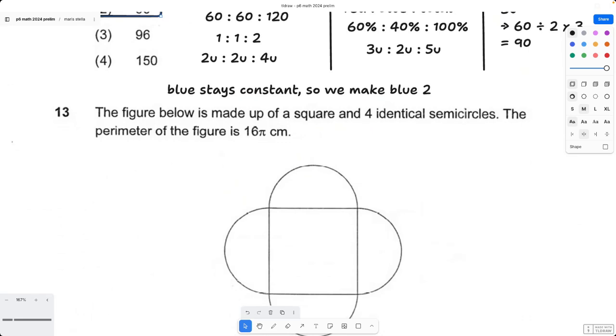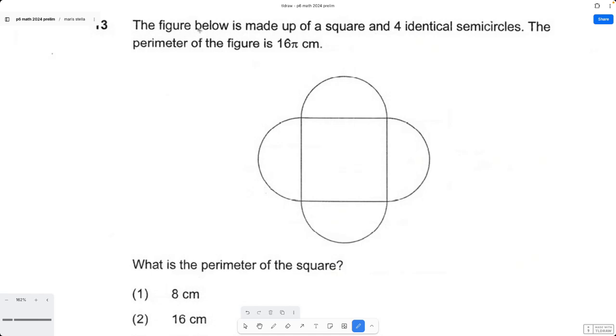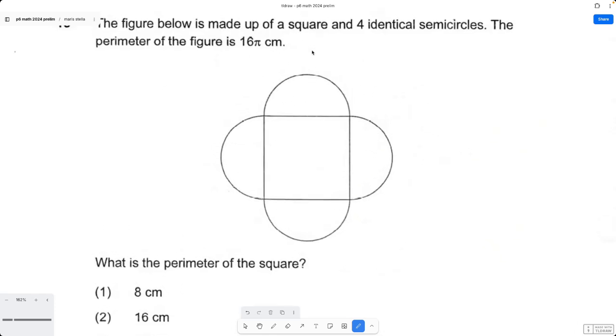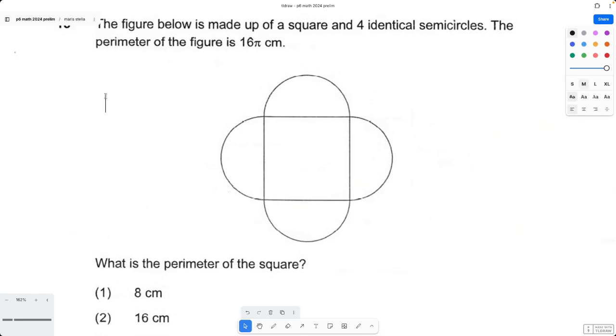Question 13. All right. So, question 13 says the figure below is made up of a square and 4 identical semicircles. The parameter of the figure is 16 pi centimeter square. What's the parameter of the square? So we know that we have parameter. So these 4 semicircles is equal to 2 circles, right? So that's pretty straightforward.